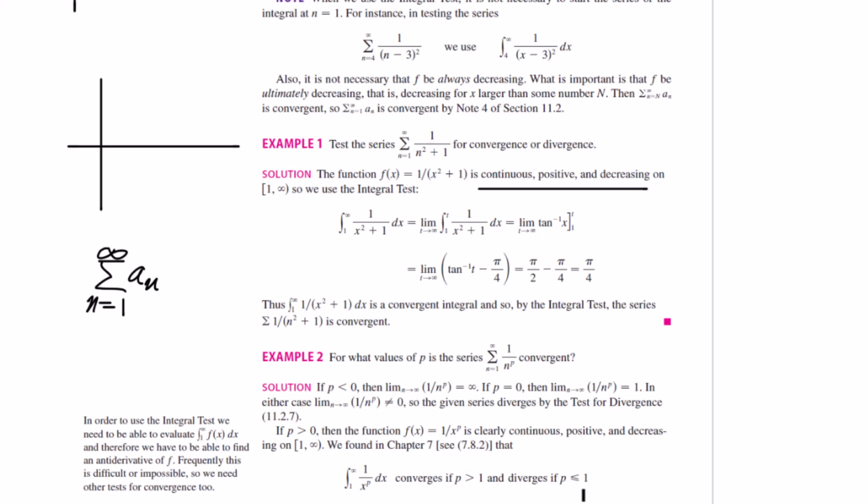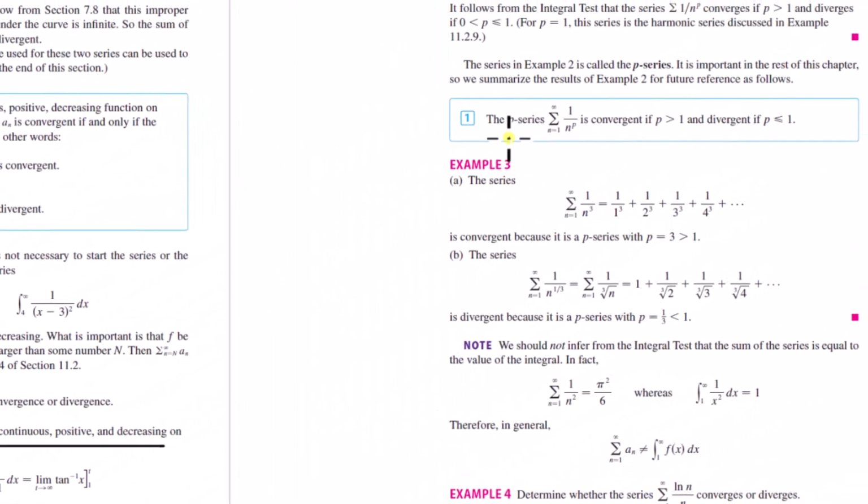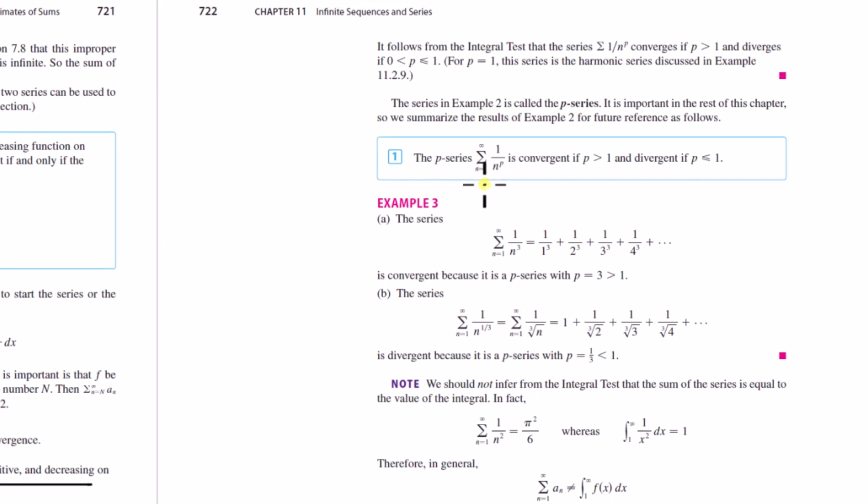So by the integral test, which we just defined, this series is convergent when p is greater than 0. Okay, now again, the integral test, this is the big constraint when it comes to the integral test. Don't forget that. So they call this the p series, the sum from n equals 1 to infinity of 1 over n to the p, is convergent if p is greater than 1 and divergent if p is less than or equal to 1.